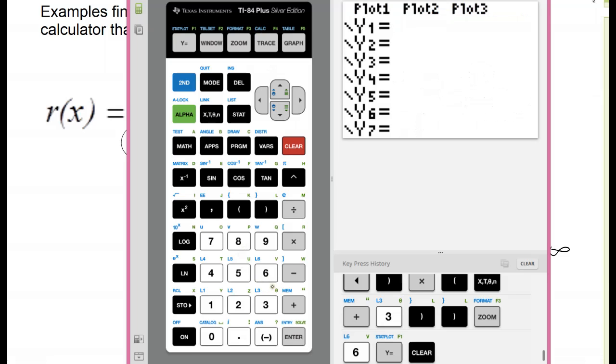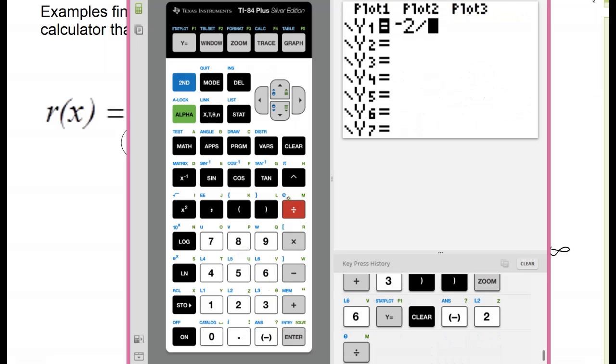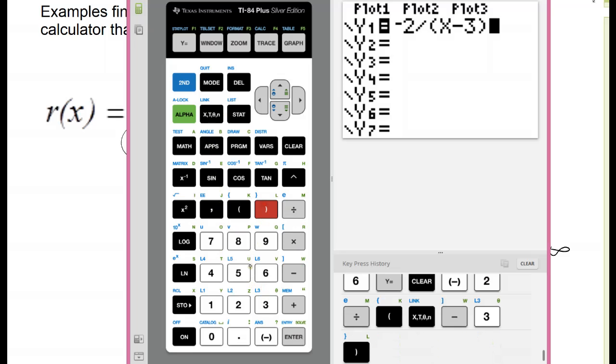All right, so be careful when you plug in rational functions: when you divide, make sure you put parentheses around the divisor. So make sure you do parentheses x minus 3. Otherwise, it won't give you the right function. It'll take -2 divided by x and then subtract 3. So make sure you put parentheses around the whole denominator, x minus 3.